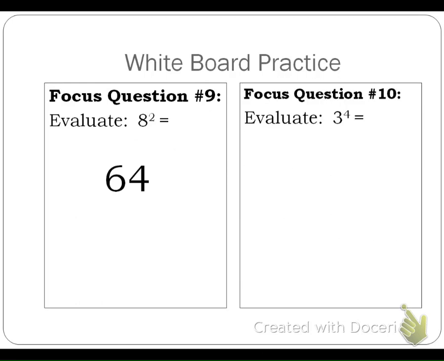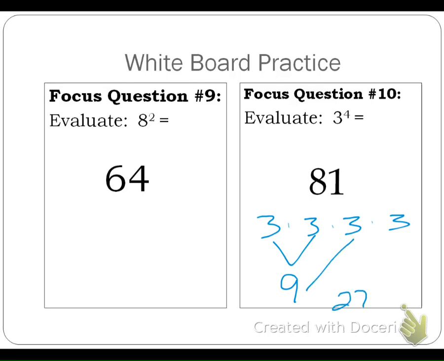Alright, take some time to evaluate this one. Check to make sure that you're doing these right. Push pause and evaluate it, and then push play when you're ready to check. Alright, 3 to the 4th. Did you expand it out? Did you get 81? Let me show you how I got that. Did you write 3 times 3 times 3 times 3, and then multiply 3 times 3 to get 9, multiply the 9 times the 3 to get 27, and then 27 times the final 3 to get the 81?